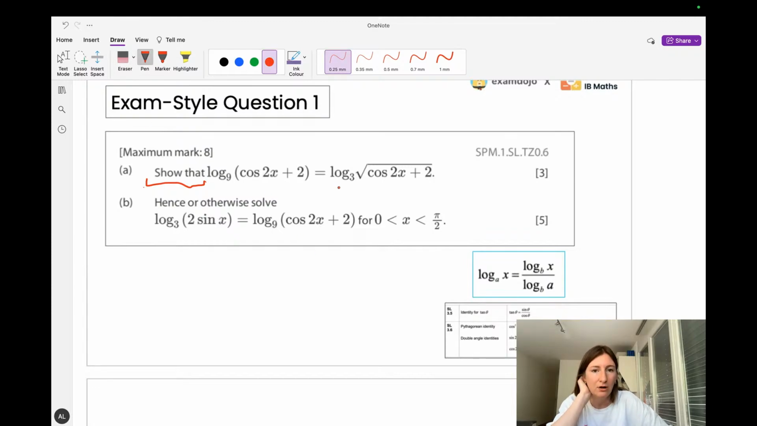I also can't use both sides. I have to pick one side and turn it into the other one. So I can either pick this one and make it look like that, or pick this one and make it look like that one, but I cannot use them both in a show that question. Sometimes you might pick a side that results in a bit more work, but they should all be able to change over in some way.